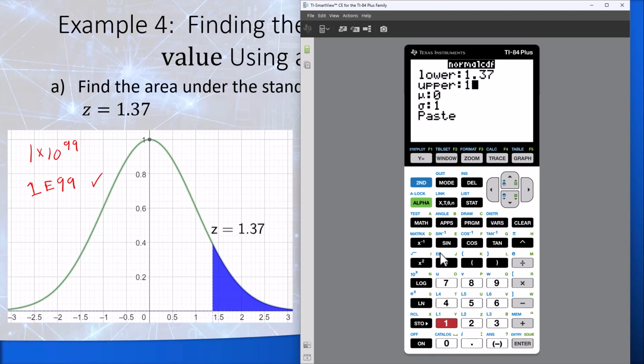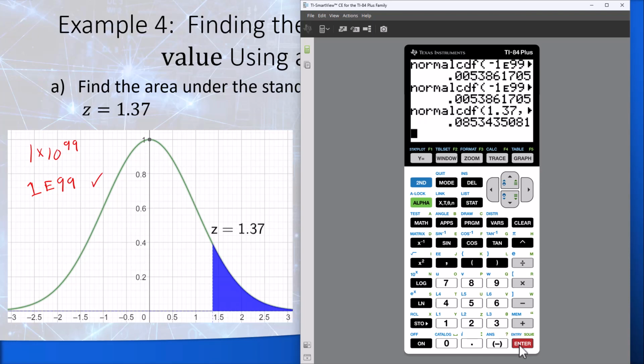You see this little EE thing? That's what we're looking for. Second, comma, there's our E, 99. Okay, hit enter, and this is exactly what we're looking for. Our mean is 0, variance is 1, paste, and there you go.